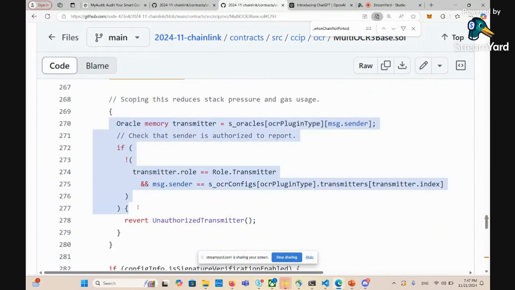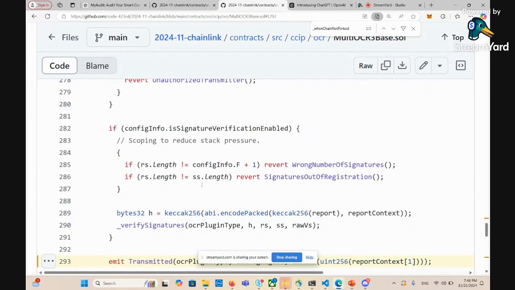And then the next few lines over here are just to make sure of the caller. This is also another interesting authorization check. You simply check the msg.sender. It belongs to the transmitter in this data structure, and make sure all the addresses match. And then if the configuration requires a verification signature, in this implementation they require the signature verification for commit, but they don't require signature verification for execution.